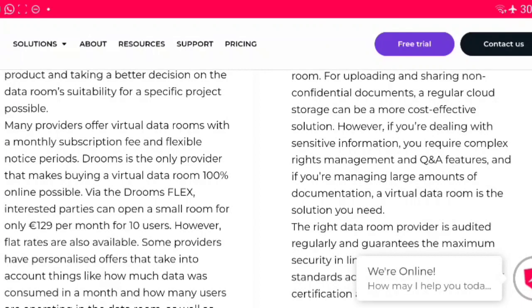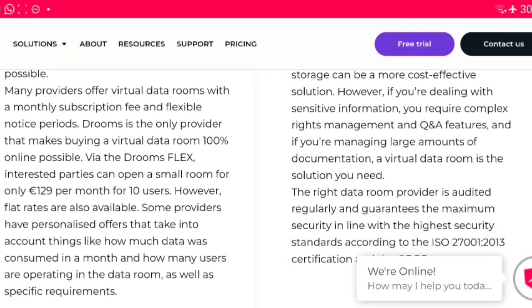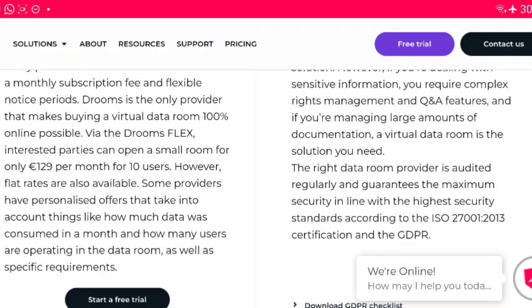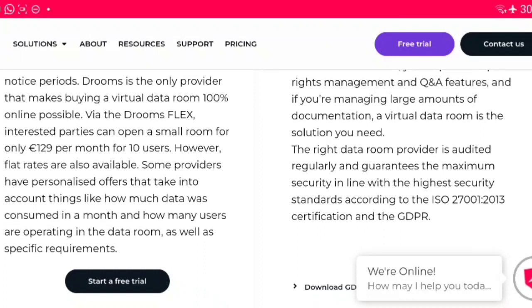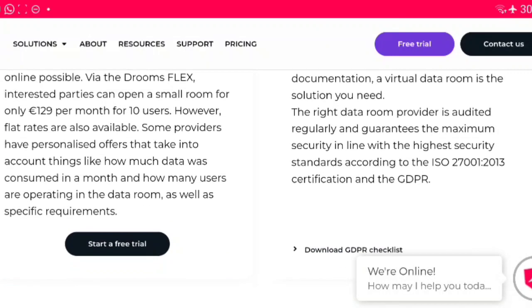Drooms is the only provider that makes buying a virtual data room 100% online possible. Via Drooms FLEX, interested parties can open a small room from only €129 per month for 10 users. However, flat rates are also available. Some providers have personalized offers that take into account things like how much data was consumed in a month and how many users are operating in the data room, as well as specific requirements.